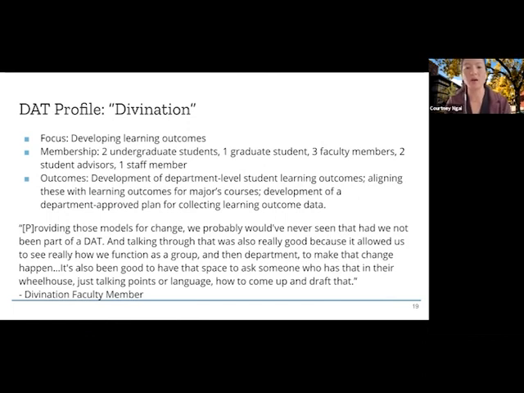And as a result of this DAT's work, they ended up completely overhauling their student learning outcomes and aligning those with the outcomes for the major's individual courses, and then developed a subsequent plan that was approved by the entire department for collecting learning outcome data that can then be shared with the external accrediting body. So this was a DAT that really exemplified not only collaboration, but also working with students.